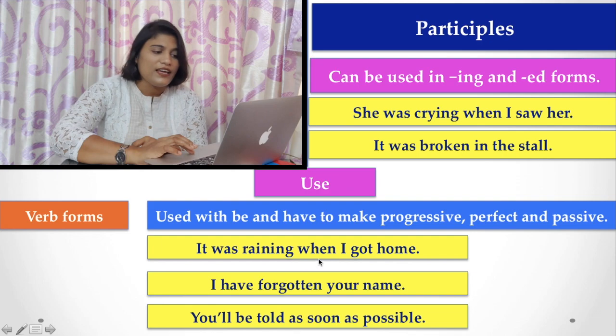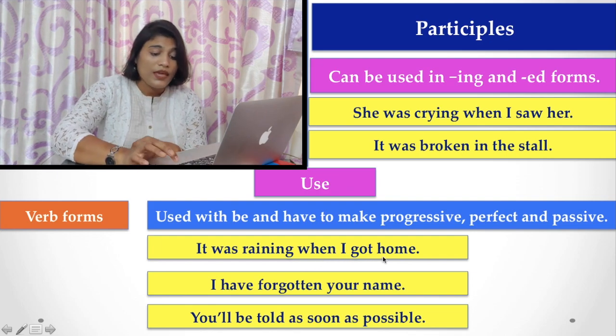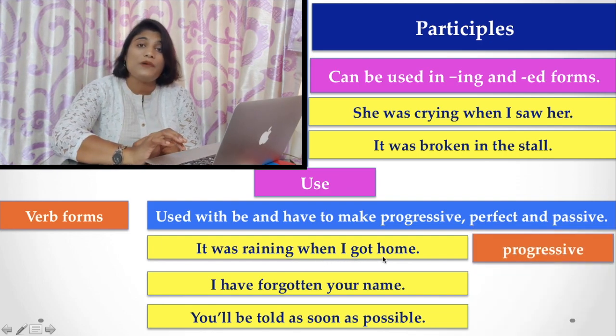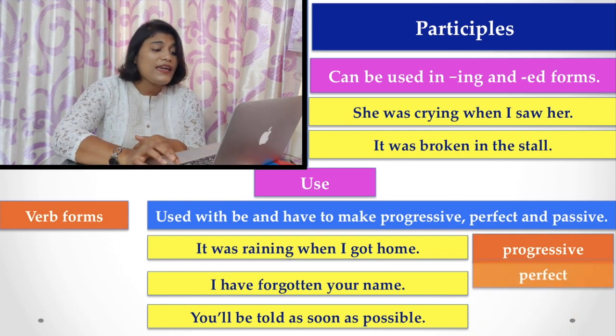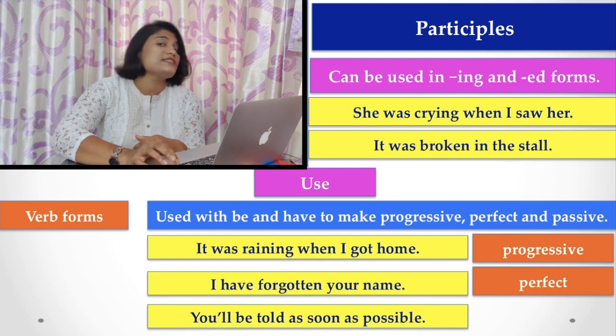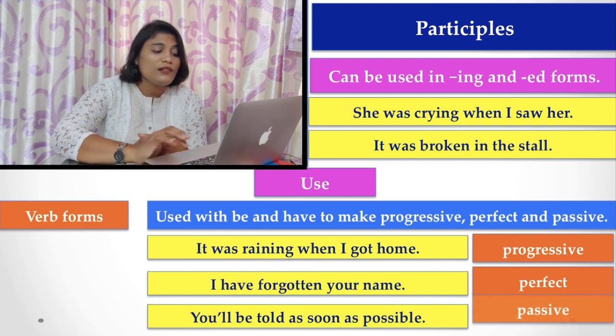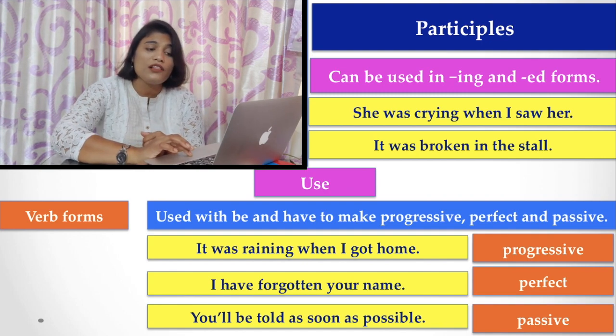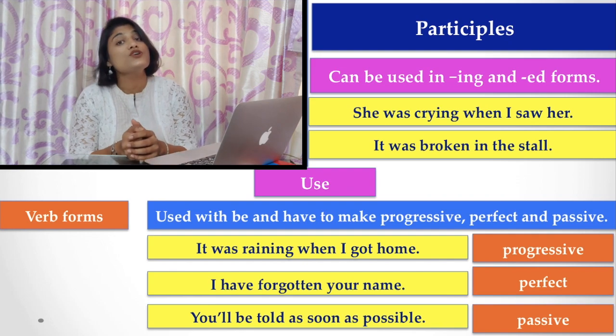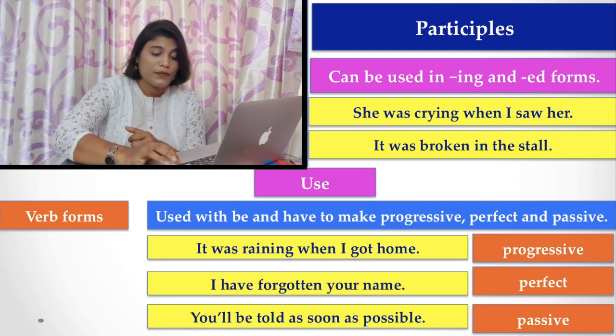It was raining when I got home. Here, this is an example of present progressive, past progressive. I have forgotten your name. This is a perfect. You will be told as soon as possible. Here, this is a passive construction. So, in all these cases, participle can be used as a verb.